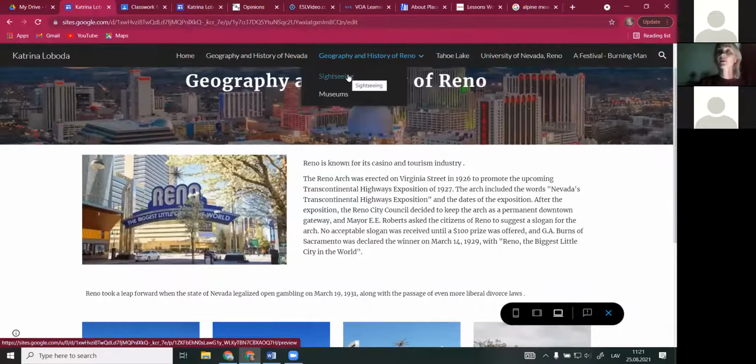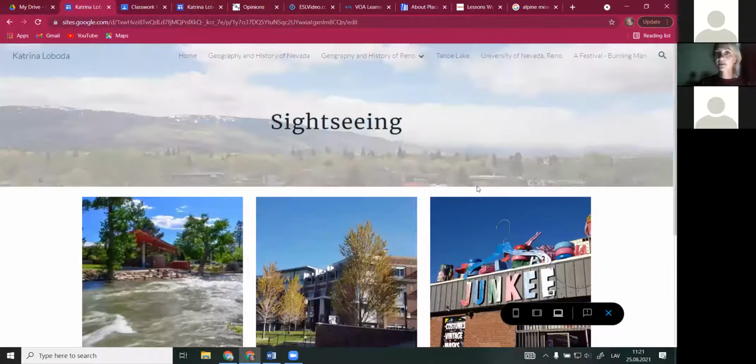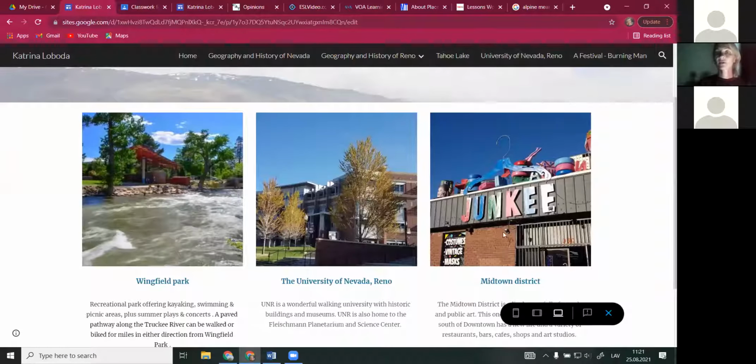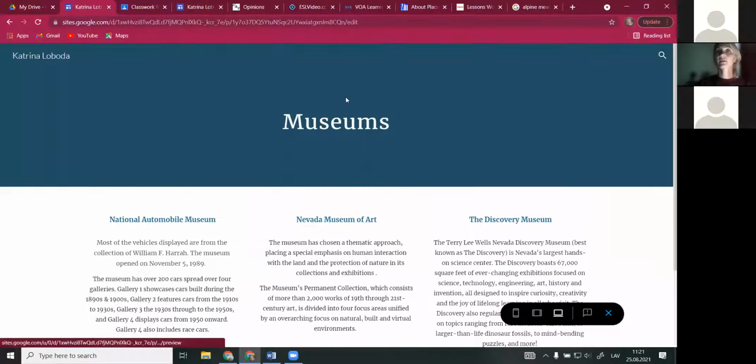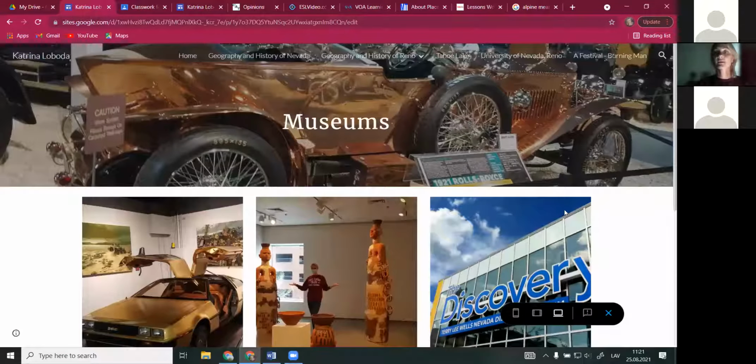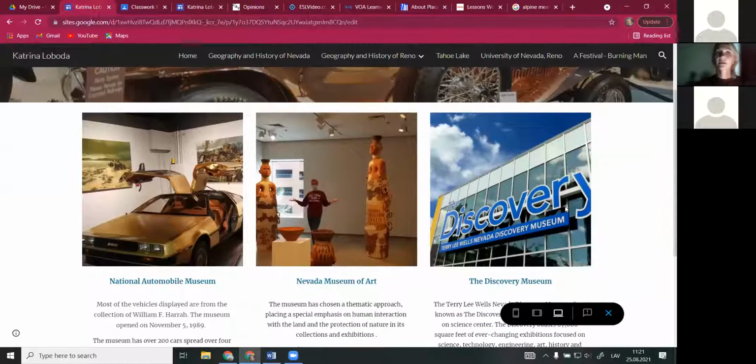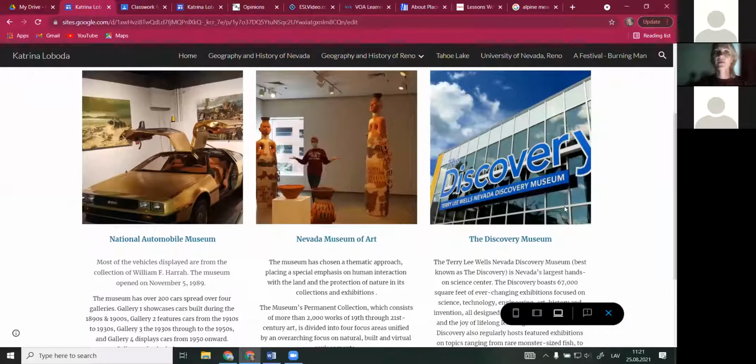Students will also decide to which topic they would like to add subtopics. For example, here I decided to add additionally some sightseeings in Reno and very shortly talk about them. Reno is famous for museums, especially the National Automobile Museum, where there are more than 200 cars displayed in 4 galleries. So it's one of the best car museums in the United States.